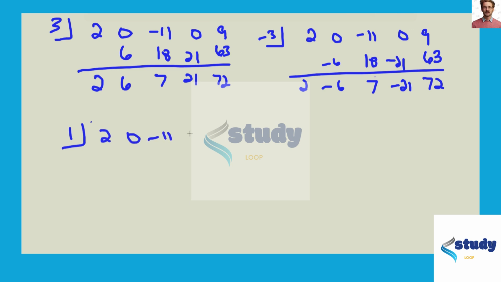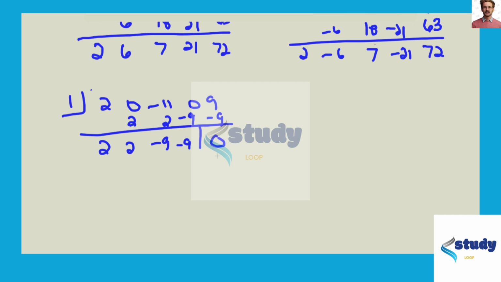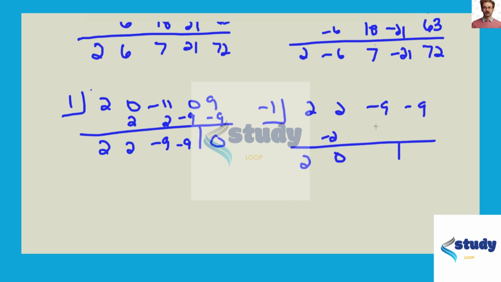2, 0, negative 11, 0, 9 should get a remainder of 0. Drop down the 2, multiply, add, multiply, add, multiply, add, multiply, add. Sure enough, 1 is a 0. Negative 1, we could use the leftover quotient row, drop down the 2, multiply, add, multiply, add, multiply, add, and sure enough, negative 1 is a 0.